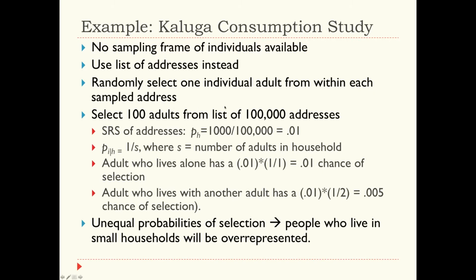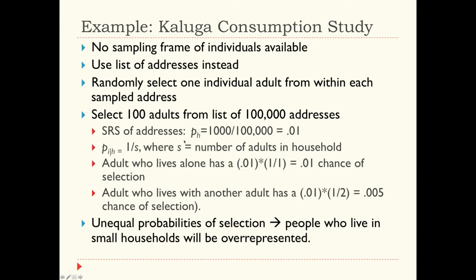But we have our list of addresses. We randomly sampled one person from each address. And so let's say we have 1,000 addresses. This is not actually the case, but for the sake of simplifying. Sorry, this would be 1,000, not 100,000. That's a typo. But if we get a simple random sample of all those addresses, then we would have a 0.01 sampling ratio, 1,000 individuals out of a population of 1,000. But we don't have that list of individuals.